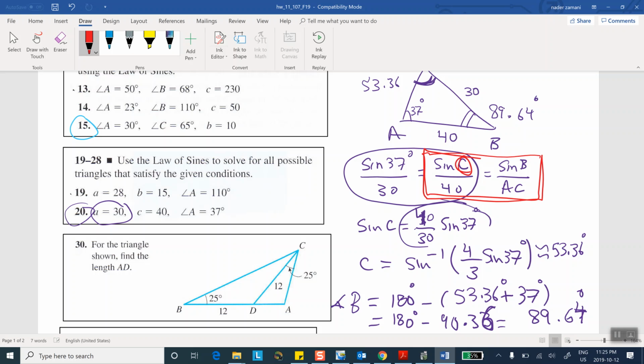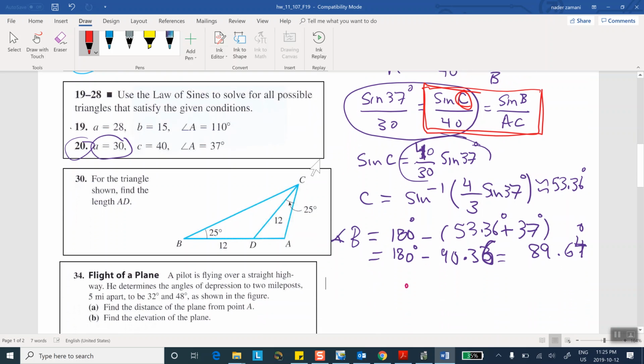Now that we found B, we can go ahead and find the missing side AC, because we already know what C is. So let's go ahead and do that down here. We have AC equal to 40 sine of B, which is 89.64 degrees, divided by sine of C, and we might as well use the value of C, which is 53.36.